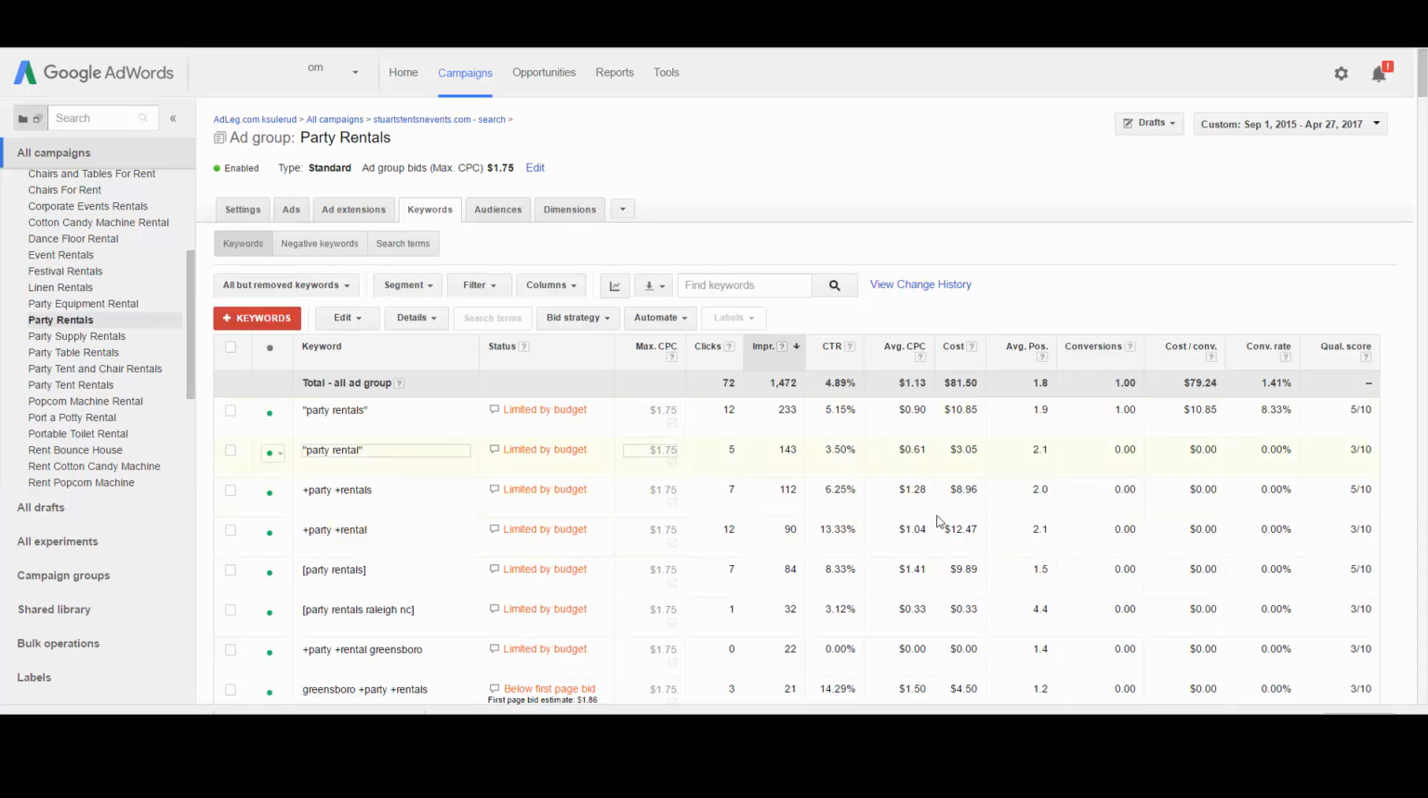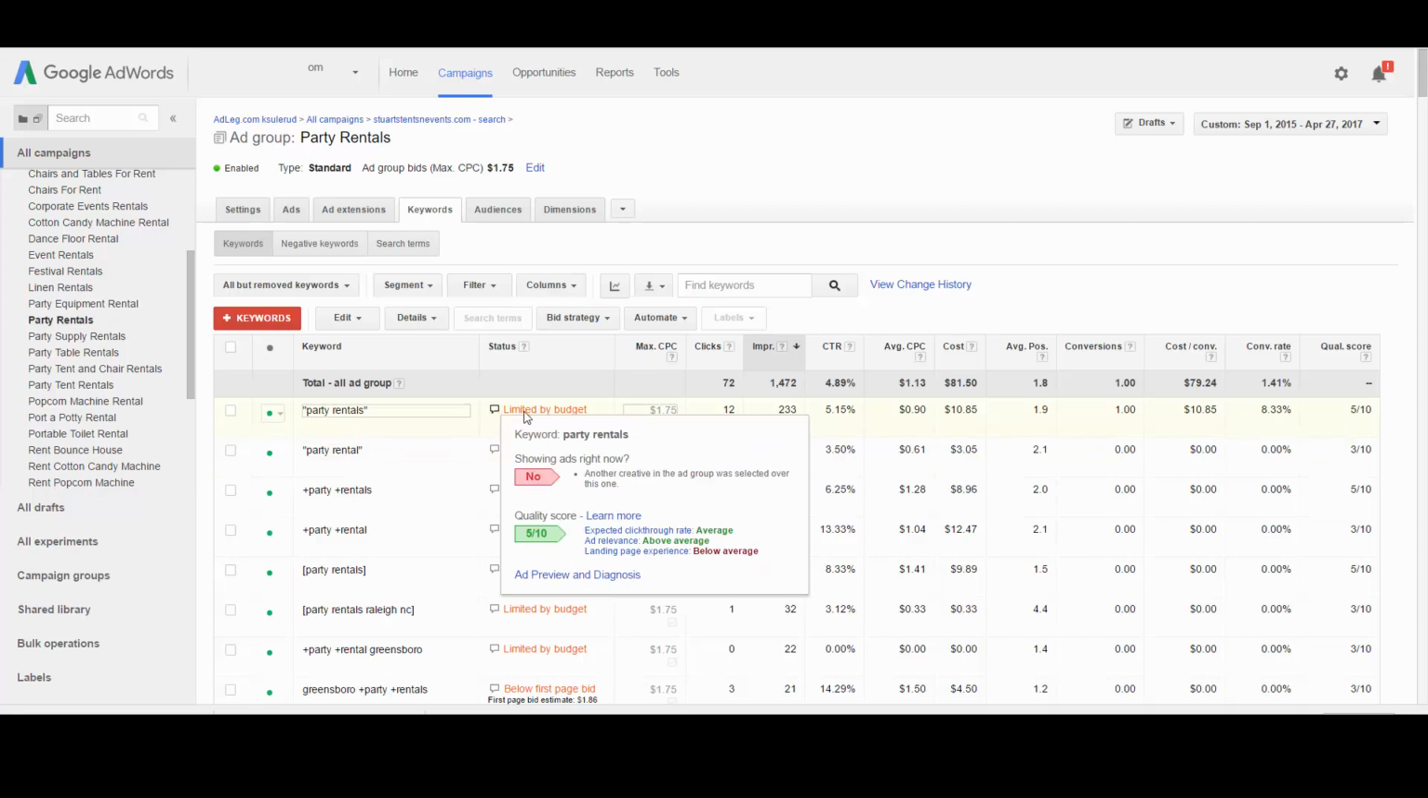Okay, and you can see in this ad group, the quality score is still not perfect. We're getting 3 out of 10s and 5 out of 10s, but we're not seeing 1 out of 10 quality score. And you can see really the deciding factor is the landing page. So both campaigns are using the same landing page at this point. So that's still below average, but our ad relevance is now above average. Expected click-through rate is average.